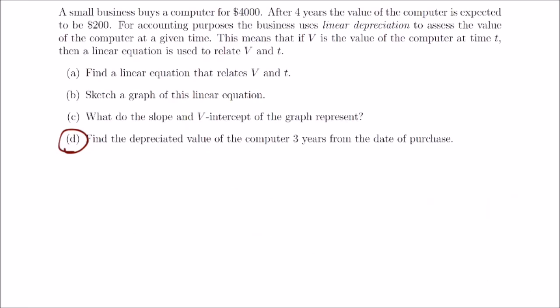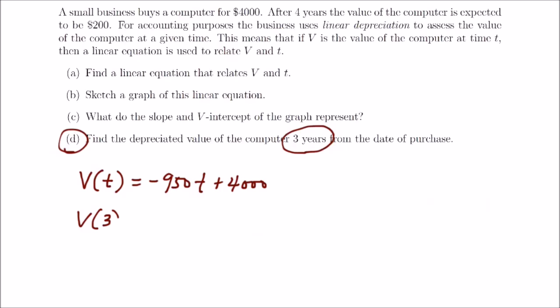Now to answer part D, we have to think of this equation as the value is a function of time t, and it's negative 950 times t plus 4,000. Because it's asking for 3 years from the day of purchase, the starting point is t equal to 0, so 3 years from that would just be t equals 3. So now the value, when it's 3 years from the day of purchase, would be negative 950 times 3 plus 4,000, which is equal to $1,150. And this is it.